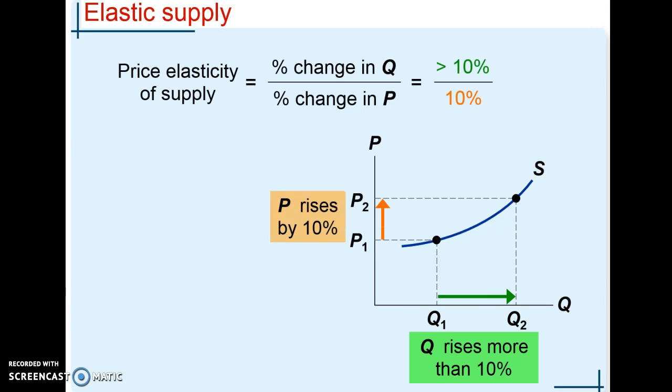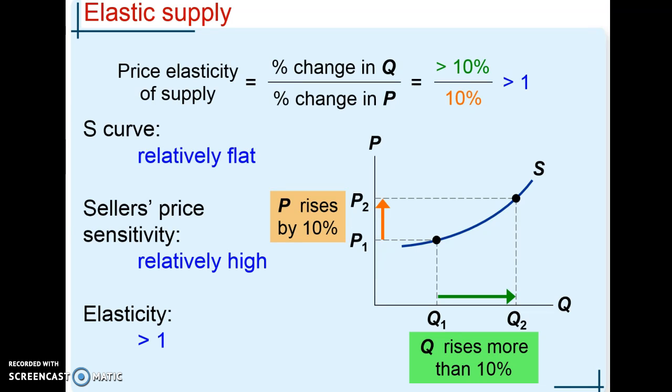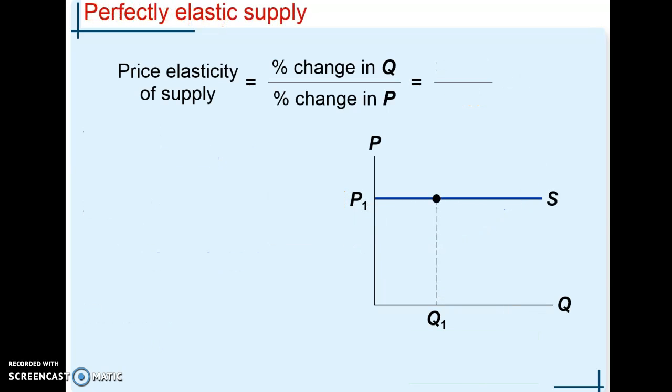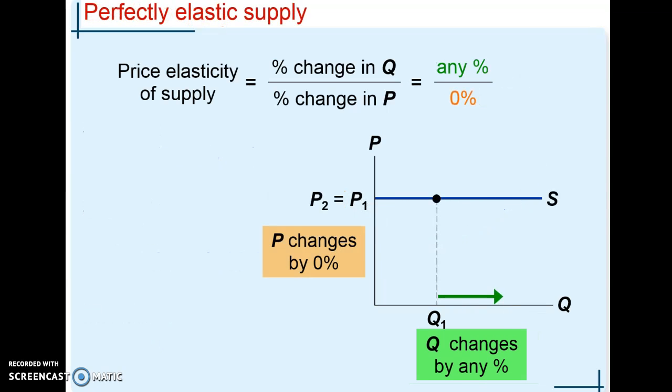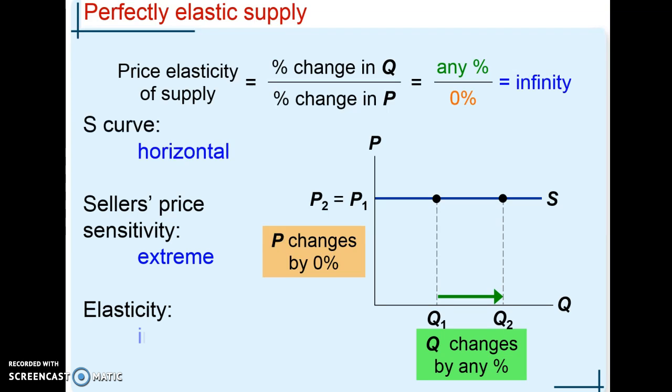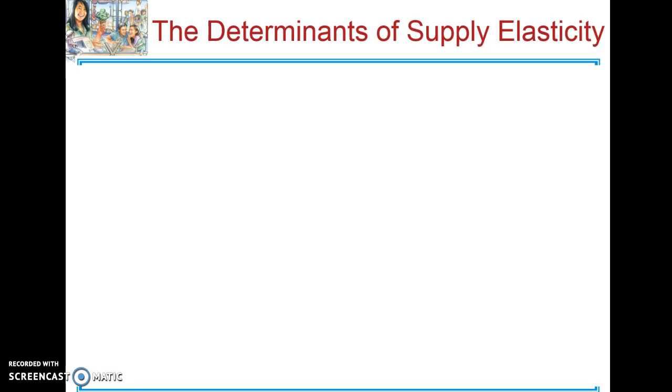And if we have elastic supply, the supply curve is going to be relatively flat, and the price elasticity is going to be greater than 1. If supply is perfectly elastic, the supply curve is going to be horizontal. The elasticity would be calculated as anything over 0, so it would be infinite. And the seller's price sensitivity would be very extreme in this case.